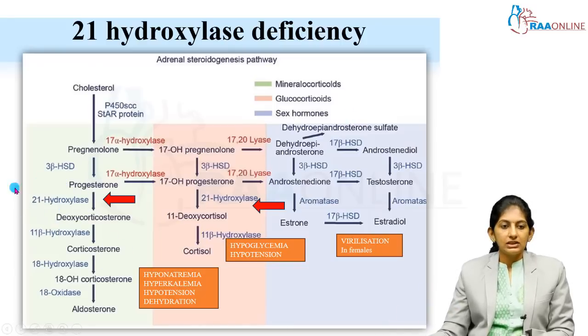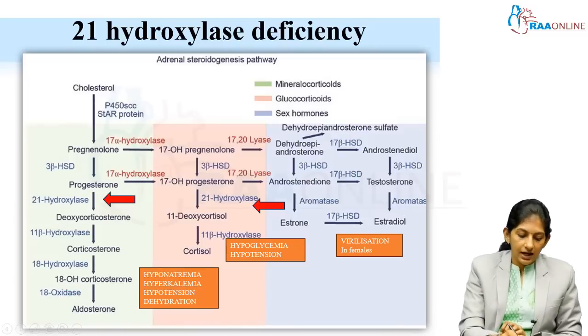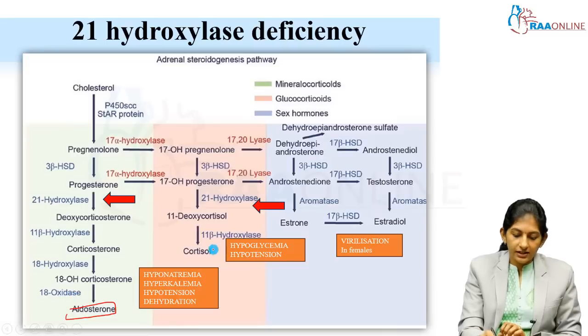Okay, so this is the enzyme 21 hydroxylase. This is going to convert your progesterone to deoxycorticosterone. So the hormone which is responsible for the ultimate formation of aldosterone is not happening here. Similarly, in the glucocorticoid pathway also, ultimately for the formation of cortisol, we need 21 hydroxylase. So this is also not going to happen. So a 21 hydroxylase deficiency will present with both mineralocorticoid deficiency and glucocorticoid deficiency.